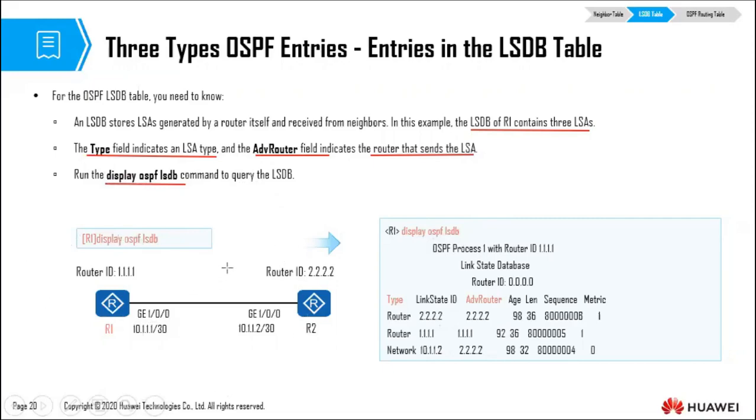Then we also have the advertising router field, which is used to indicate the router that sends the LSA. So if you go to a router and you type the display ospf lsdb command, then it's going to generate this particular table. We have the same topology like we had in the previous slide. So on R1, if we type the command display ospf lsdb, you can see that it is OSPF process 1, the router ID of R1 is 1.1.1.1. Then you can see the title of the table. It is the link state database of this router.